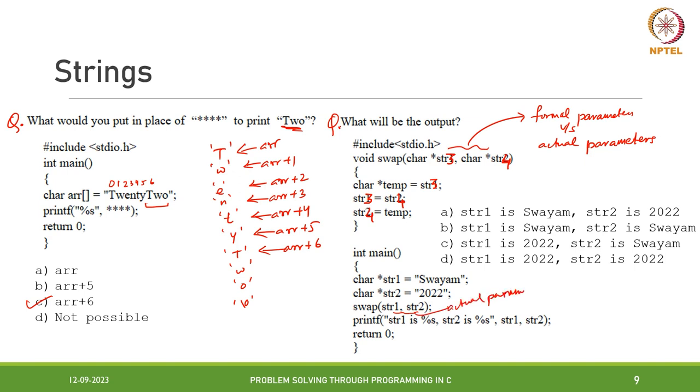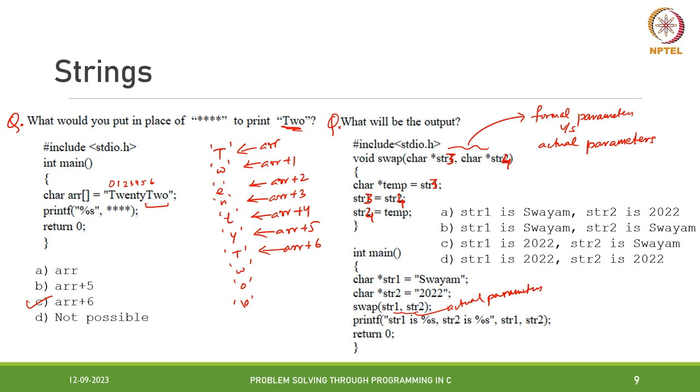Formal parameters are actually separate from actual parameters. Even if we have variables with the same names here, str1 and str2, it has no relation to str1 and str2 in the main function. It's not the same variable, even if it has the same name. For that reason, I have just changed the name from str1 to str3 and str2 to str4.